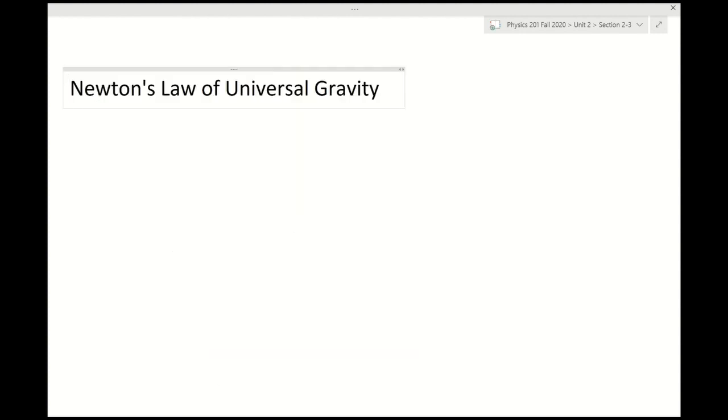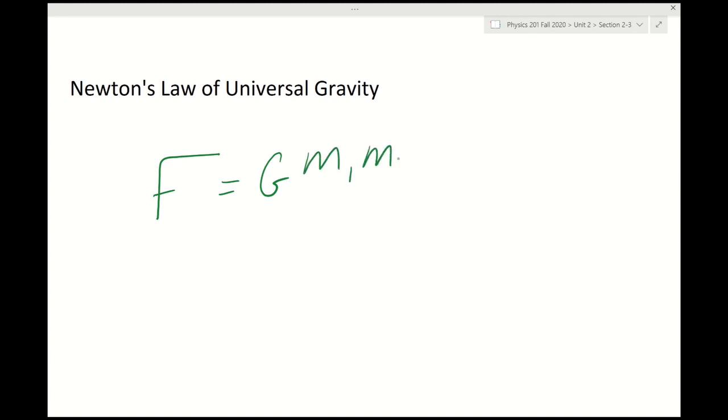Newton's law of universal gravity. The force between any two objects of mass is equal to big G, which is the universal gravitational constant, times the mass of the first object times the mass of the second object, divided by the square of the distance between their centers.